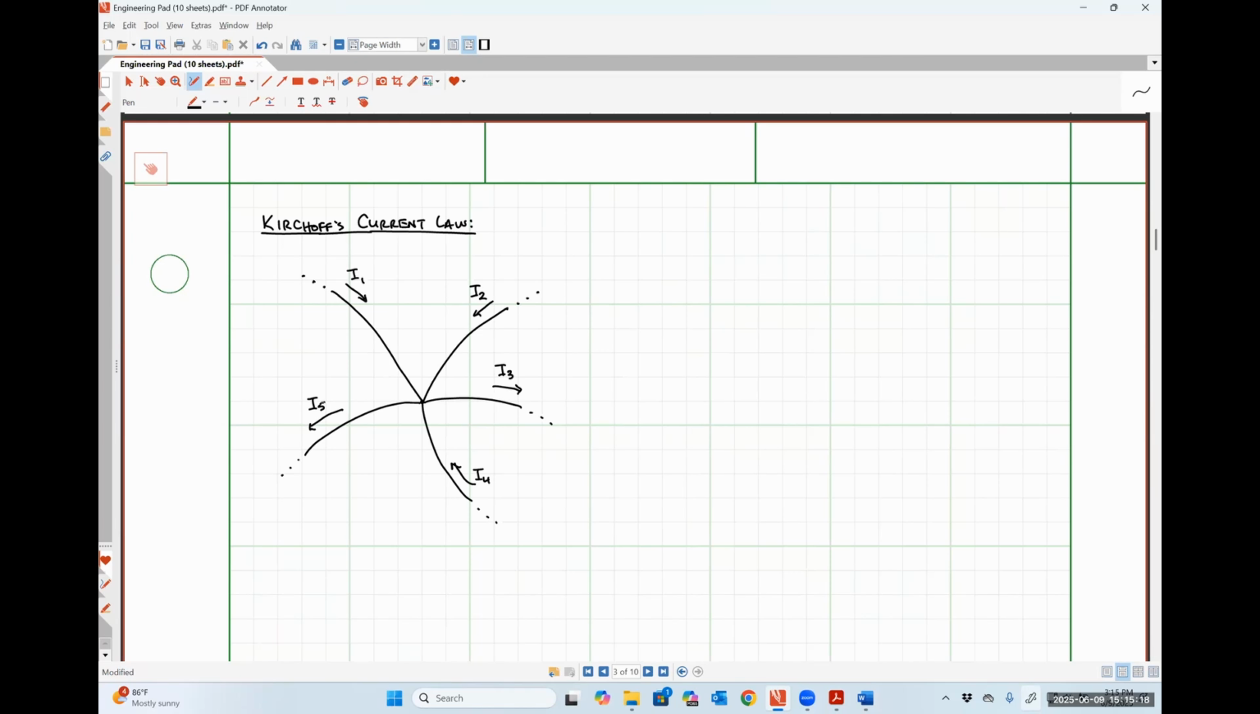Our first definition for KCL is the one that you learned back in the Engineering 120 series, and that is the sum of the currents flowing into a node must equal the sum of the currents flowing out of the same node.